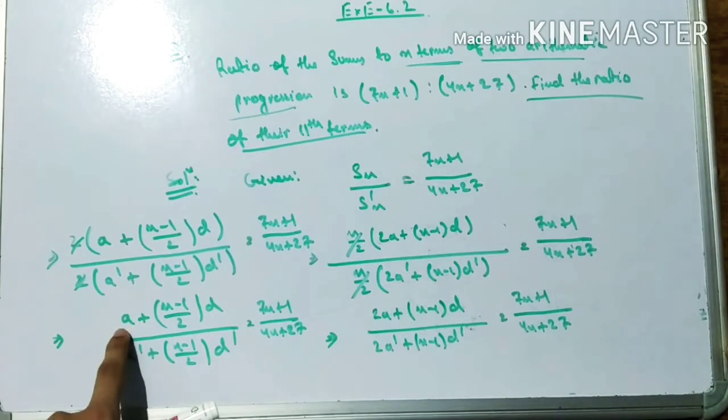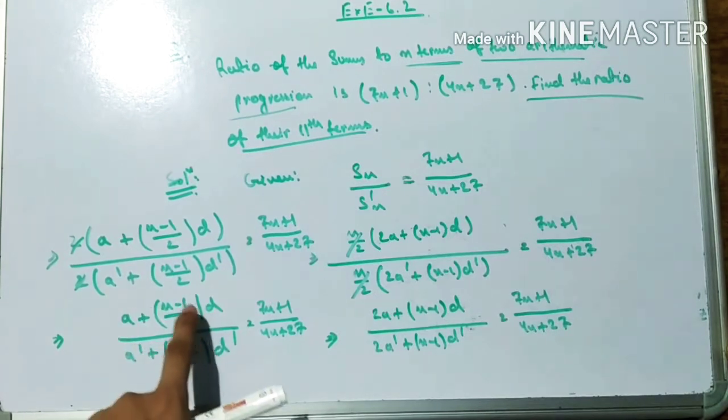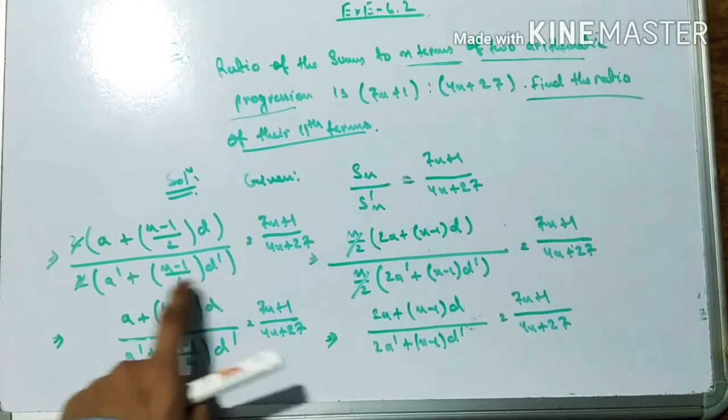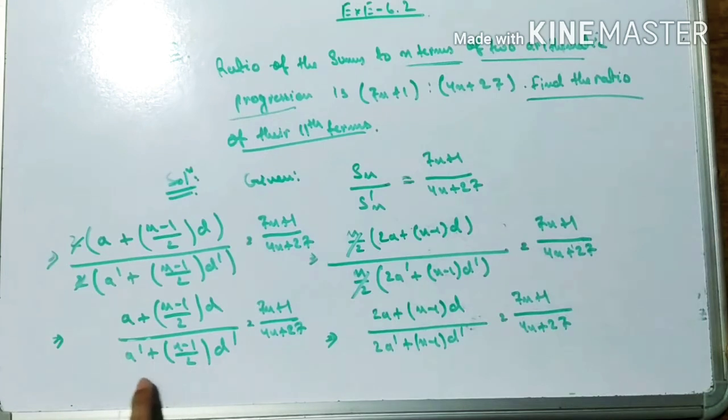So in order for this to be the 11th term of the AP, (n-1)/2 should be, its value should be equal to 10. Then only this will be a plus 10d. Then only this will be the 11th term. And in the down one also, a dash plus (n-1)/2 d dash, this value should be 10. Understand?